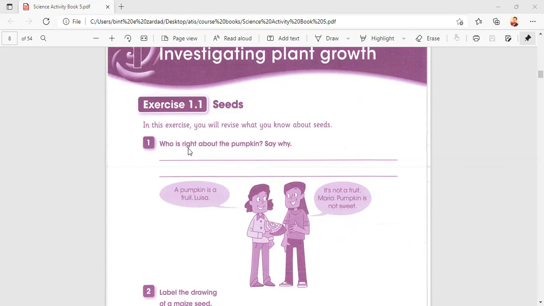So you can see here, is it a fruit? Obviously, a pumpkin is a fruit. So Maria, girl one, she is right. She is saying correct. Her name is Maria. So Maria is right. A pumpkin is a fruit.